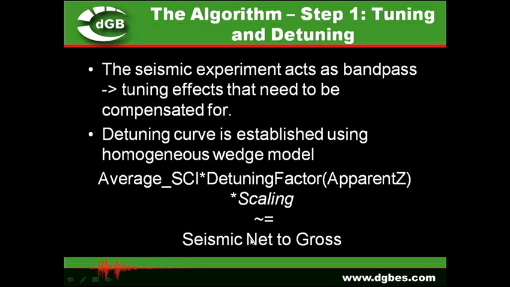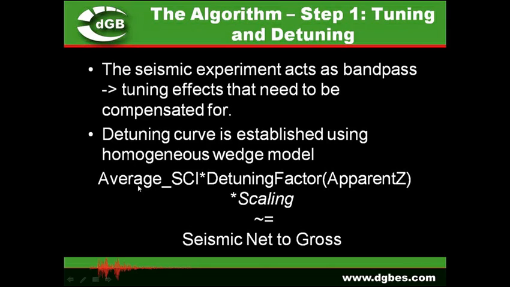So let's go to the algorithm itself. Step 1, tuning and detuning. So far it sounds very nice that the average impedance relates to the amount of reservoir that you have in your reservoir interval. Sounds very logical. Unfortunately, the seismic experiment acts as a bandpass filter, and that causes tuning effects that need to be compensated for. So the first step in the algorithm is actually investigating what kind of tuning effects you have and creating a detuning curve.